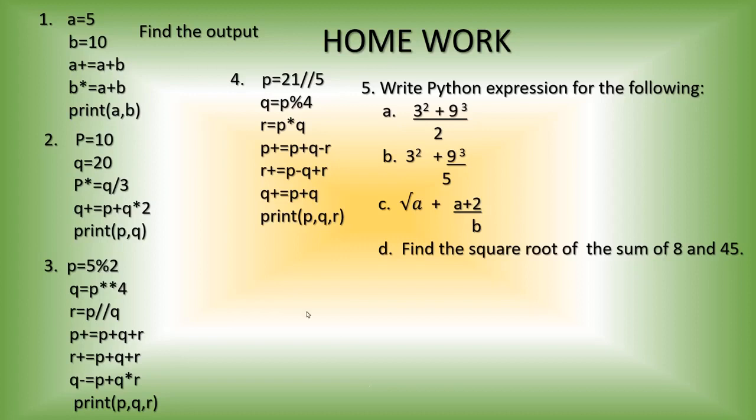So here the first question, a plus equal to a plus b, which is same as a equal to a plus b. Here b equal to b into a plus b. So in this sentence, the first a plus b will be evaluated. Then only it will go for the augmented form.